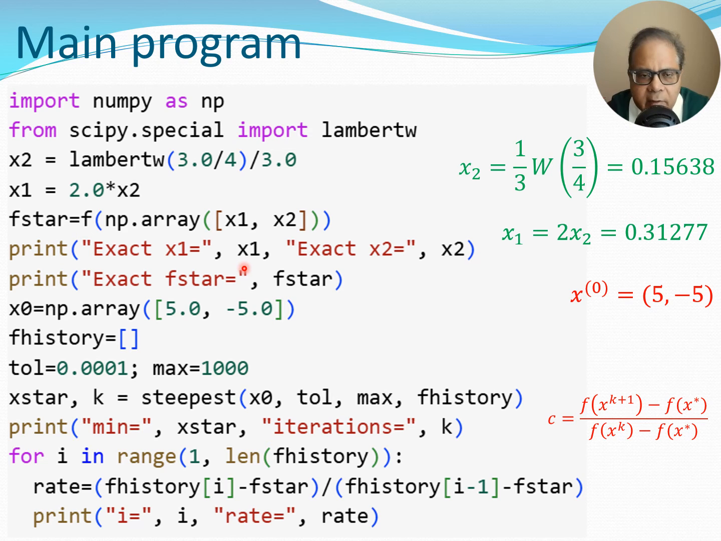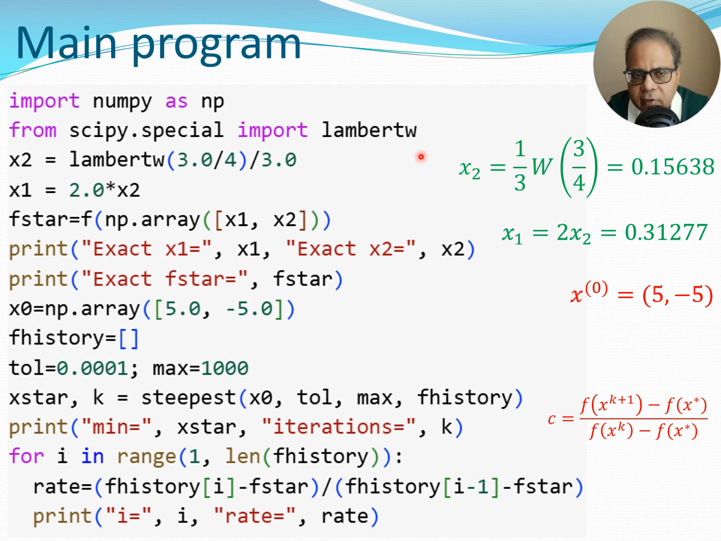Let's now look at the main program. Now one more thing I need here in this main program is I need to know what is the f(x star), which is the optimal value of the function. So for that, if you remember from tutorial 3, the optimal value can be expressed in terms of the Lambert W function. So in that case, x2 was 1/3 Lambert W of 3/4, and x1 was 2 x2. So these are the actual exact solution for the problem.